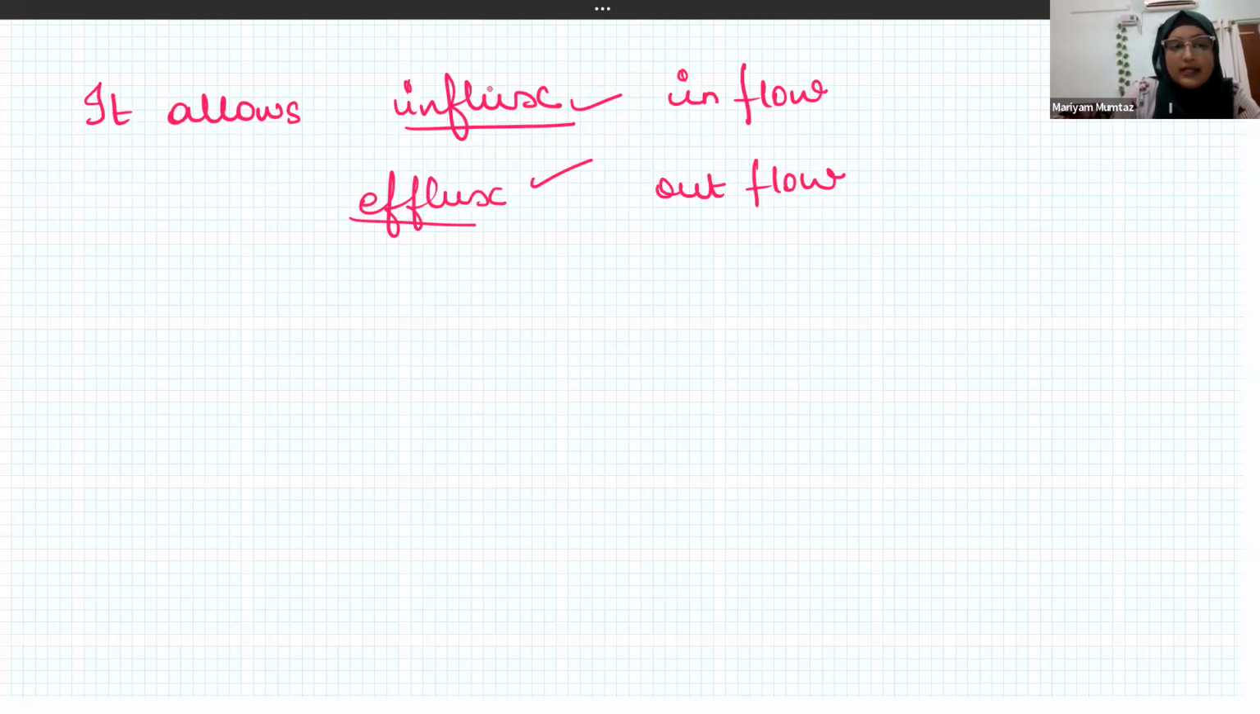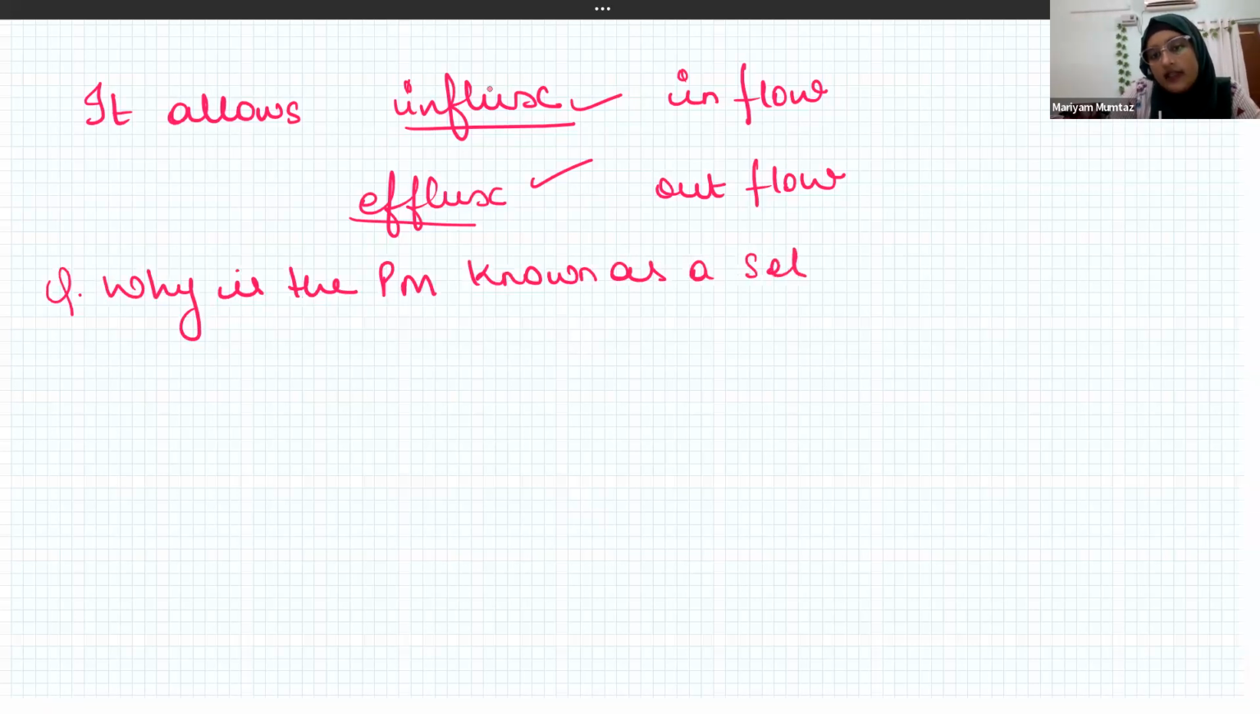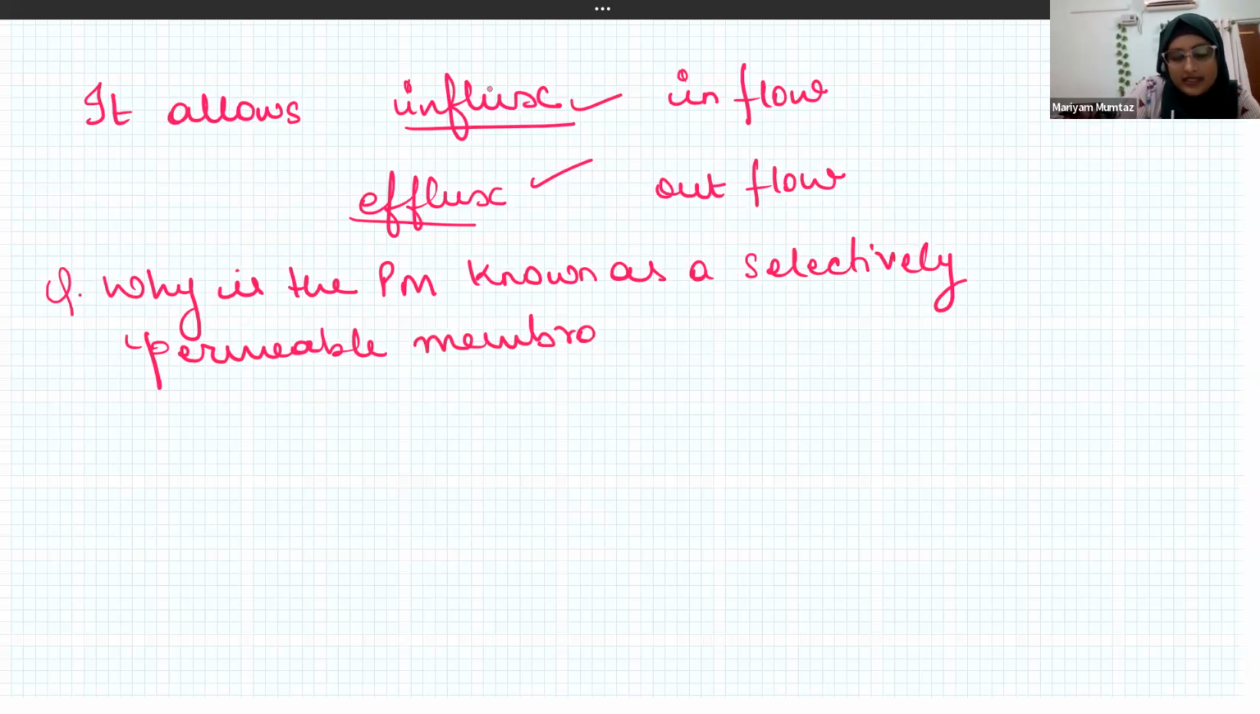Okay, so with that, you write one question down. The question says, why is the plasma membrane known as a selectively permeable membrane? Okay, this is one question that may be asked, like, why is the plasma membrane known as the selectively permeable membrane? Now, can you people answer this question?